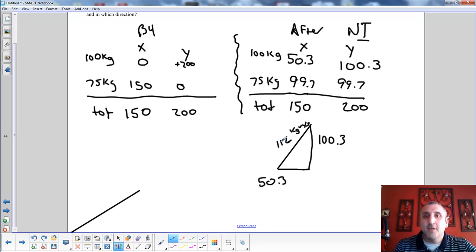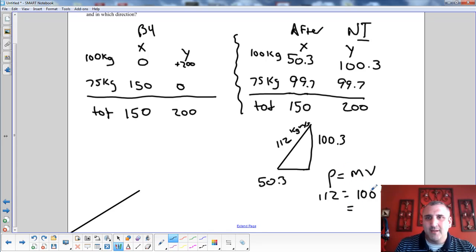Okay? So we have a momentum here, 112 kilogram meters per second. But we don't have a velocity. We have the momentum. Because p equals mv, we know the momentum, 112 equals m, and the mass is 100, times the velocity. So divide 112 by 100 and solve for v. 112 divided by 100, it's going to be 1.12 meters per second.